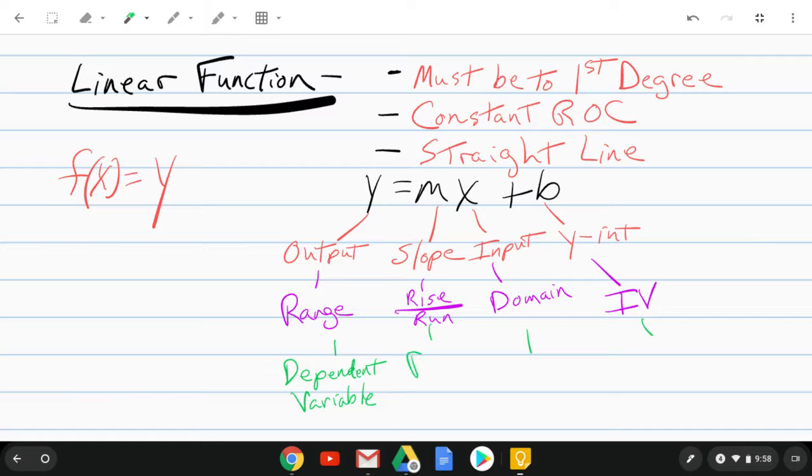Rate of change. The ROC, the rate of change. Good. Another for input. Very good. Independent variable. And last one, I need one more. Don't be stumped. Yes. Constant. Think about all of that stuff that we've learned already this year.